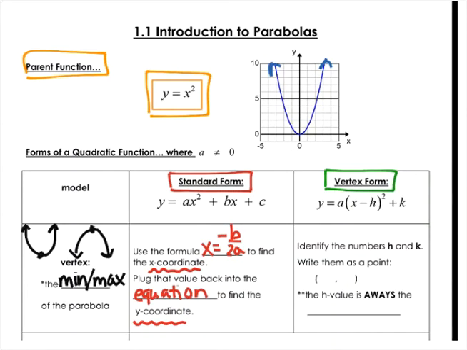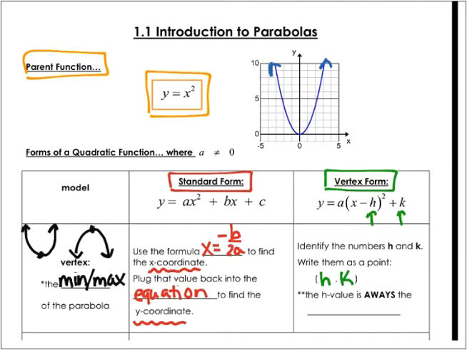If you look at this other form, it's called vertex form, you'll see a couple different letters here. Maybe you've seen them before. This is a nice form to find the vertex because you don't have to do any work. You just look at the h and the k, and you'll write them as the point (h, k), which is the same as just an (x, y).